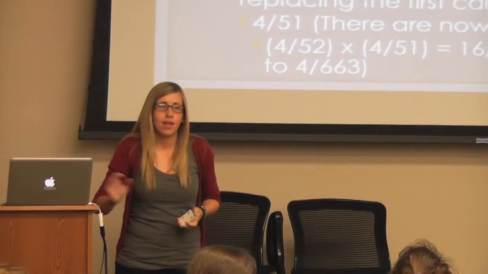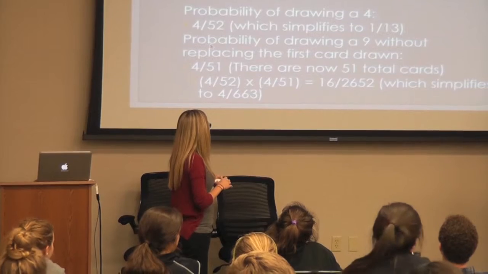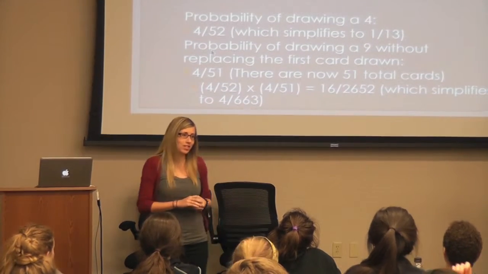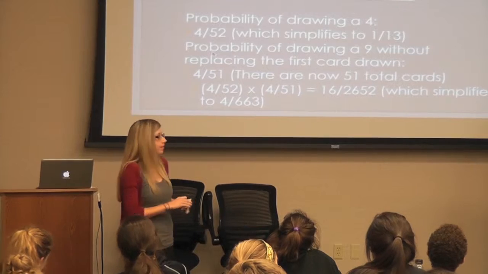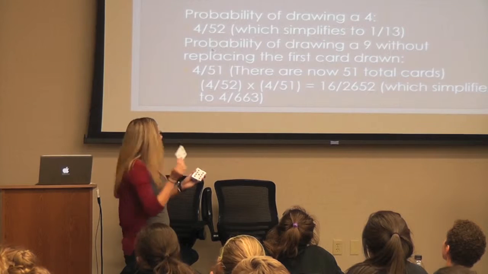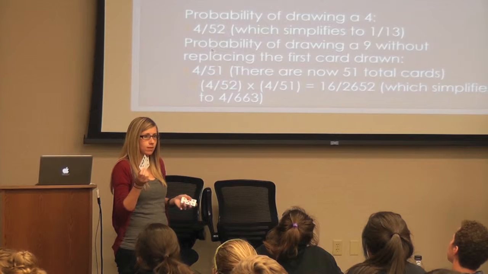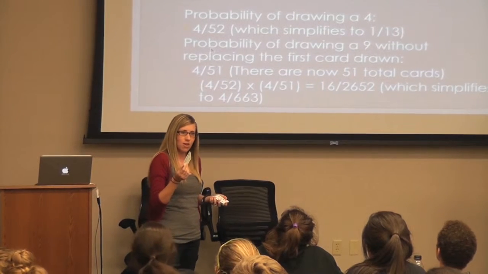And what operation are we going to use? Multiplication, because it says and. If it had said or, we would have added, but it says and, so we're going to multiply. And that multiplies to 16 over 2,652, which simplifies to 4 out of 663. So to draw a 4 and a 9 out of a deck of cards, it would take you 663 times, and you would only get that 4 different times. So are your odds pretty good? No, not at all.